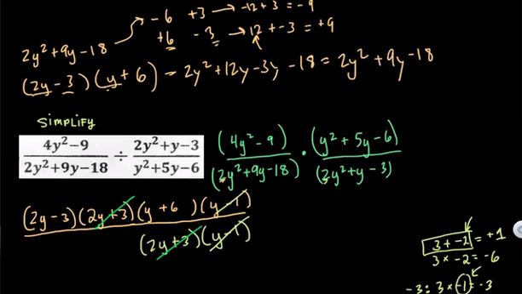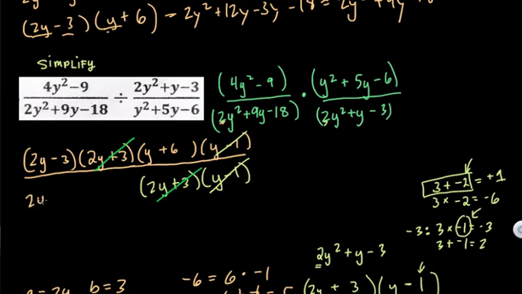So now, if I pull this down here, we get our last two factors, 2y minus 3 over y plus 6. And isn't that cool? These cancel out, and so do these. These simplify to the number 1.